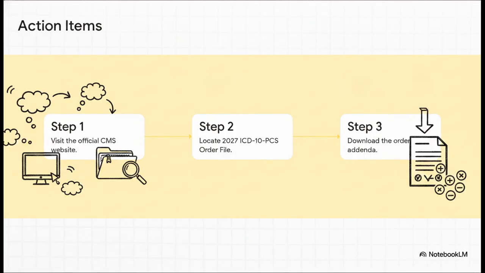So, how do you make sure you're totally prepared? Just follow these 3 straightforward steps to ensure you have every single detail. First, visit the official CMS website. Second, locate the 2027 ICD-10-PCS order file. It'll be a zip file. Third, download the order addenda. This part is absolutely crucial because it gives you the full list of both long and abbreviated titles for all the code additions, revisions, and deletions.